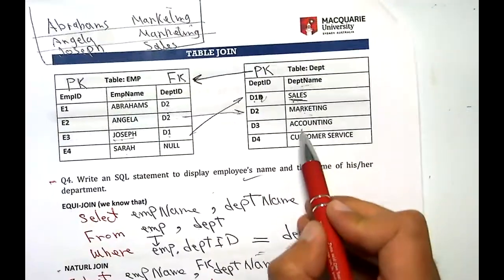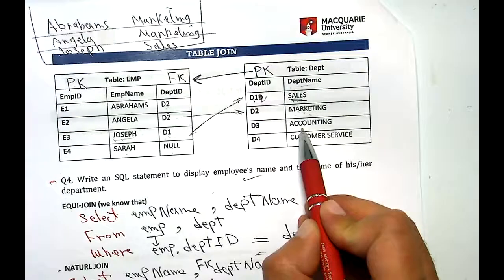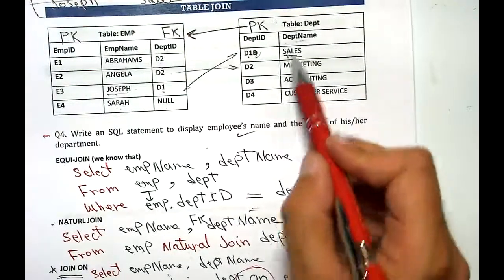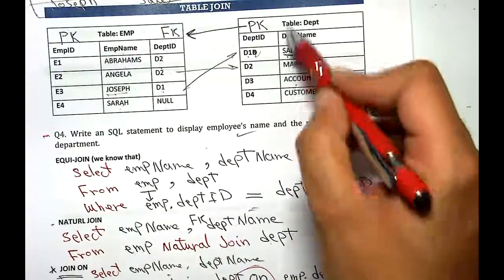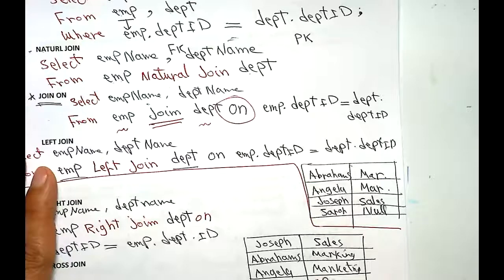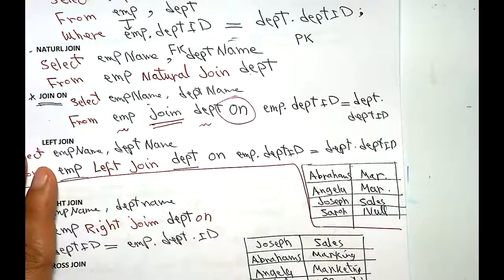Then we have accounting. Who works at accounting? Nobody, but I still have to include it because I have to check all the records on the right table. So I will have accounting, and I have here null.